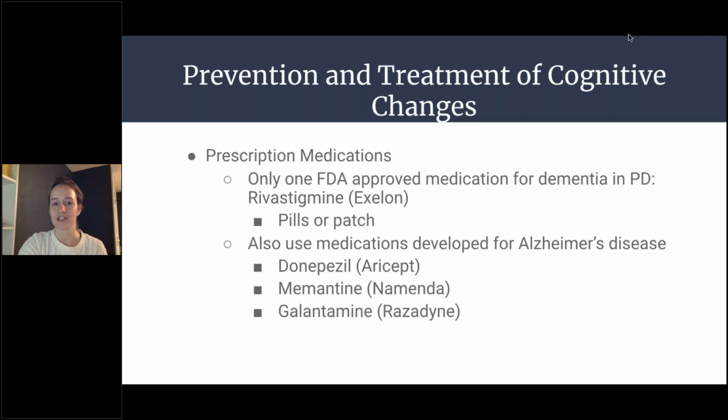There are a few medications that we sometimes prescribe for cognitive changes in Parkinson's disease. There's only one that's FDA approved, but we also use others that have been developed for Alzheimer's that have evidence that they help with cognition in Parkinson's as well. I've listed some of them here, but it's very patient dependent, and so something that you'd want to talk with your doctor about, which one would be the best for you.